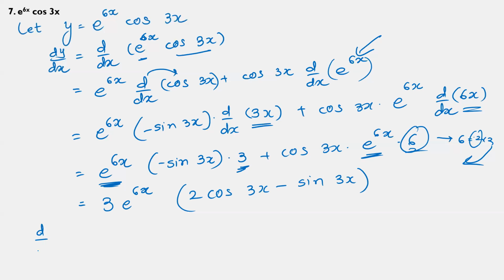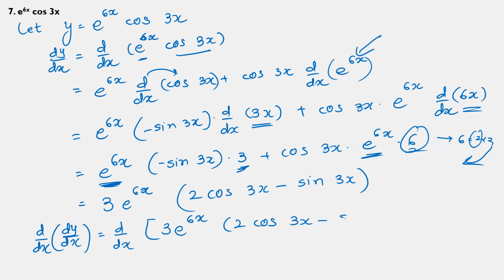For the second order, again d by dx on both sides. If you know all the formulas, then it is fun. D by dx of... now what we can see here, I can take 3 out, and this will work as your first quantity. This can work as your second quantity. So let's do so. 3 is out from all these functions.